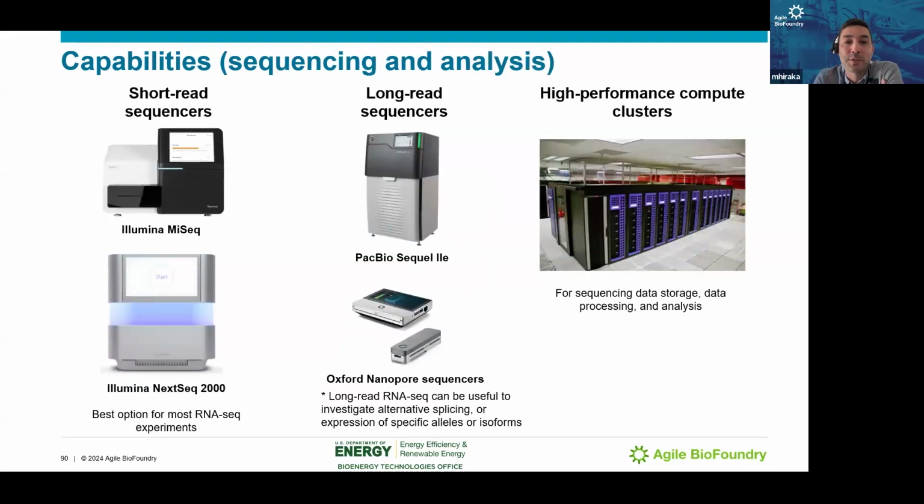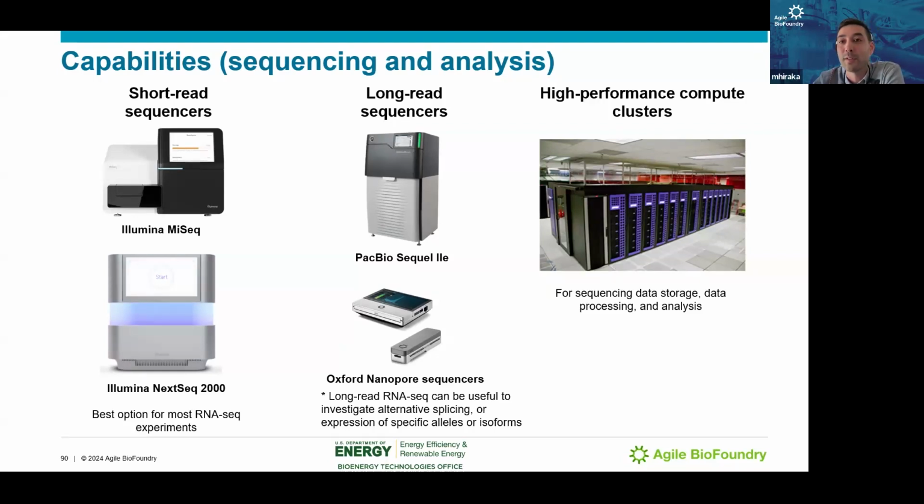We also have a lot of options for sequencing on site here. So we typically do most of our transcriptomics doing RNA-seq using these short read sequencers on the Illumina platform. For small scale experiments, we use a MiSeq. For mid to large scale experiments, we just got this brand new NextSeq 2000 instrument. We also have some long read sequencers like the PacBio instrument and some Oxford Nanopore options.